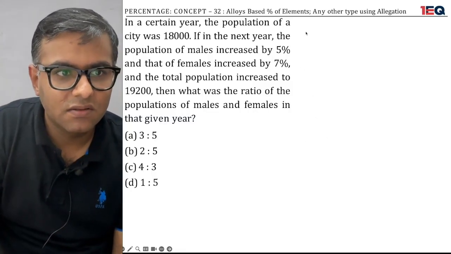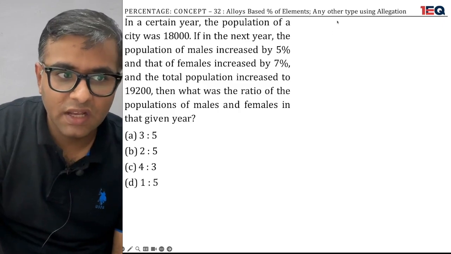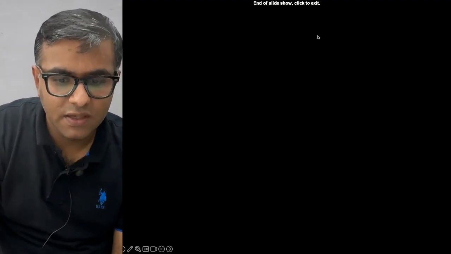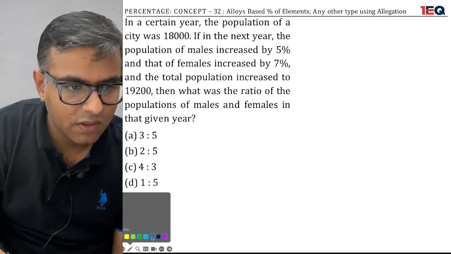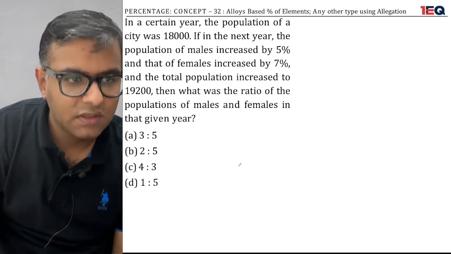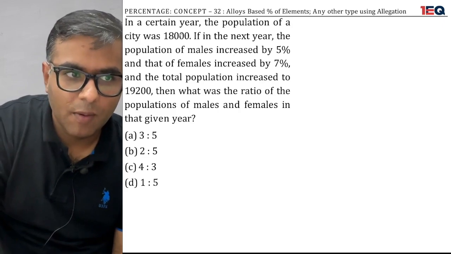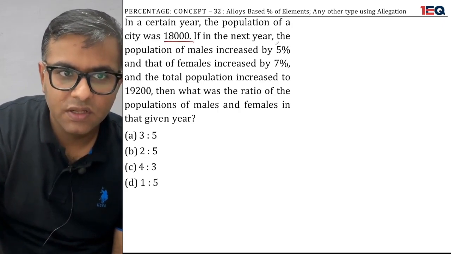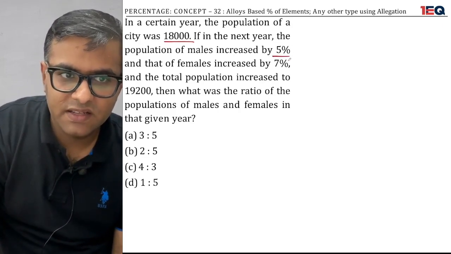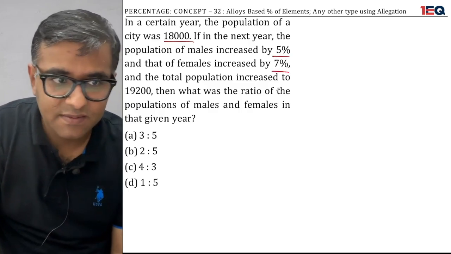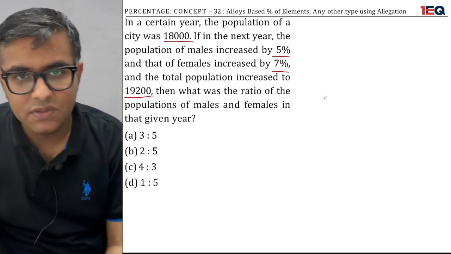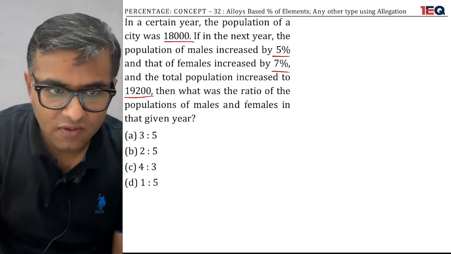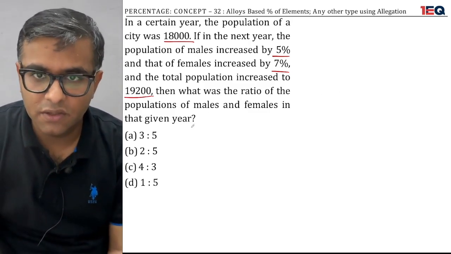Okay, just 5 more minutes. Here again, we're going to do the same thing. We're going to use the hide and seek method. The population of a city was 18,000. If the next year the male population increased by 5% and that of the female increased by 7%, and the total population increased to 19,200, then what was the ratio of males and females in the given year?